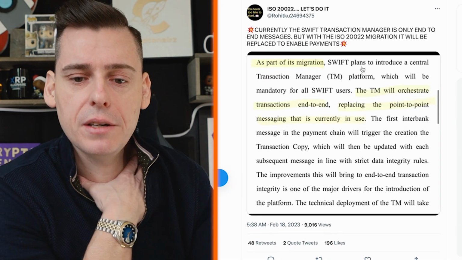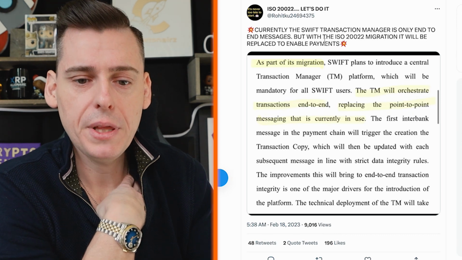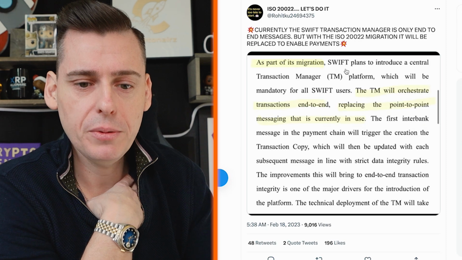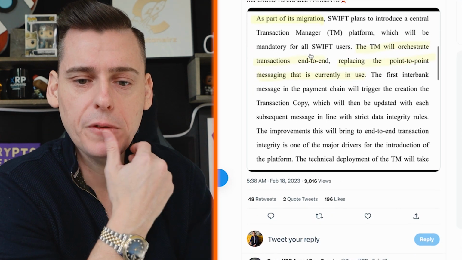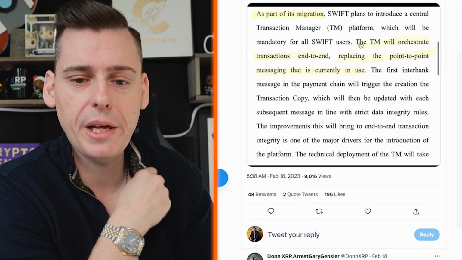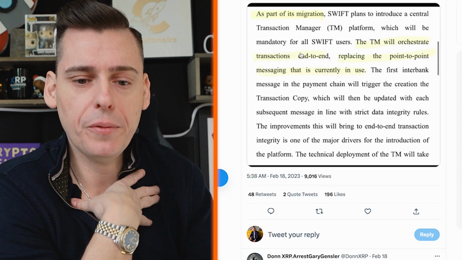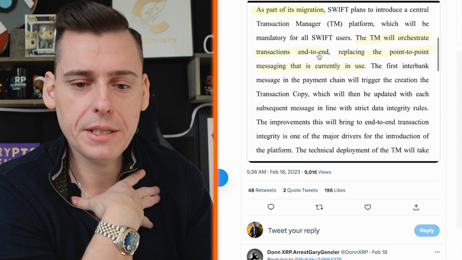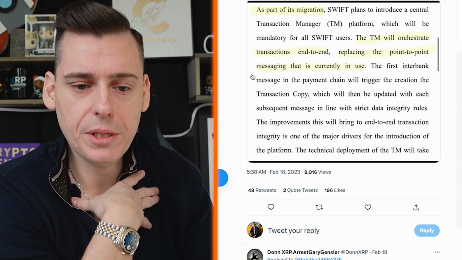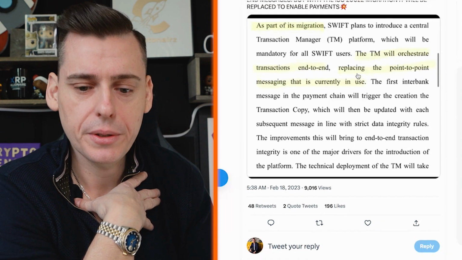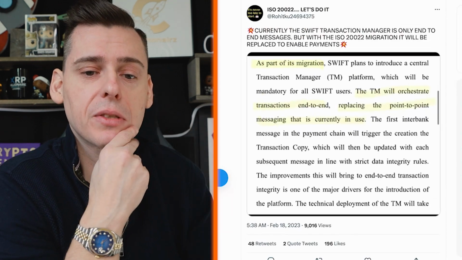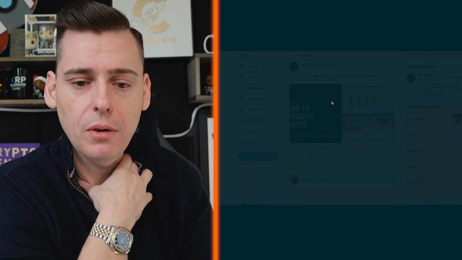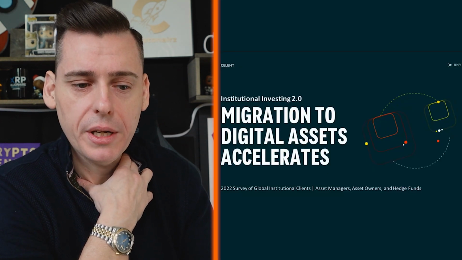Currently, the Swift Transaction Manager is only end-to-end messages, but the ISO 20022 migration will be replaced to enable payments. As part of migration, Swift plans to introduce a central transaction manager platform which will be mandatory for all Swift users. The TM, transaction management, will orchestrate transactions end-to-end, replacing the point-to-point message that is currently in use. So it's going to be interesting to see how Swift does all this, right? BNY Mellon, October 2022 survey of crypto custody. So here's the PDF if you want to look it up here.